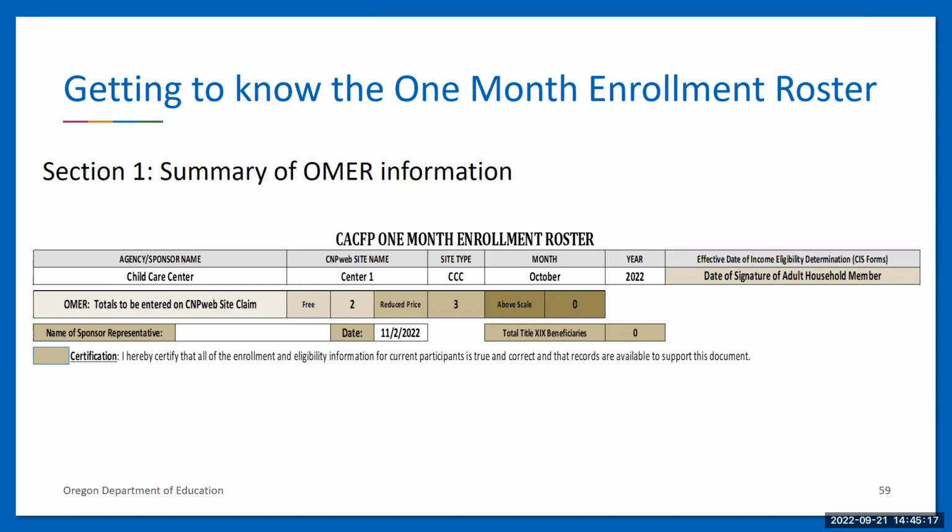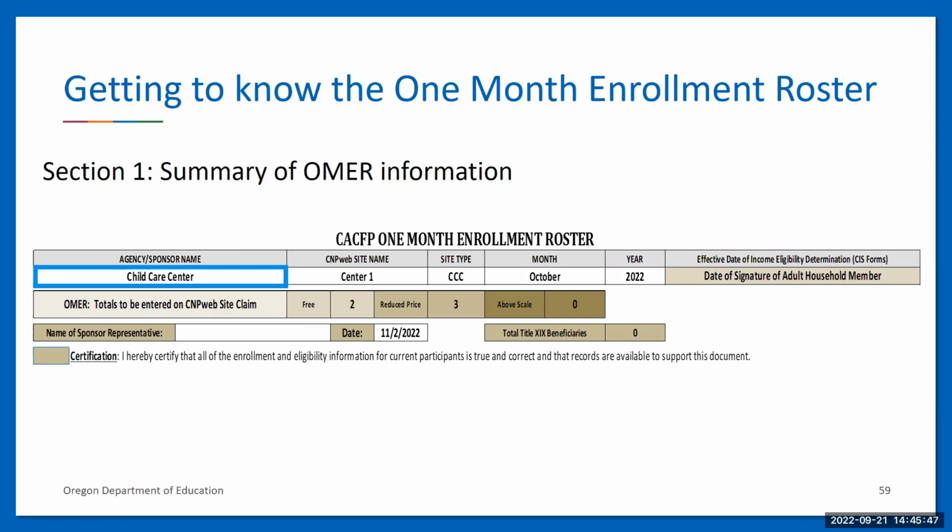The Site Name tab contains the 1-month enrollment roster spreadsheet, which can be viewed as two sections, the summary section and the participant details section. The first piece of information you will enter when completing the summary section of the form is the agency or sponsor name section, now outlined in blue. This should be the same name as the name used for your organization's CACFP sponsor agreement.